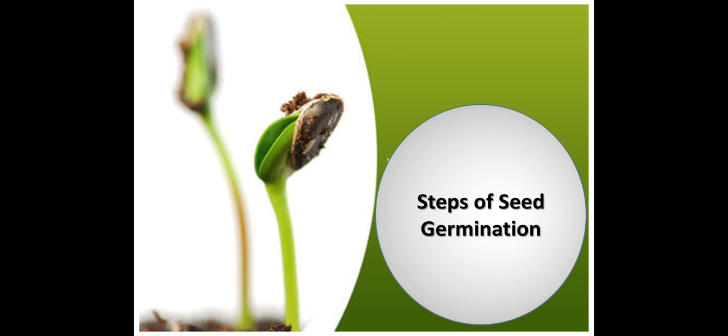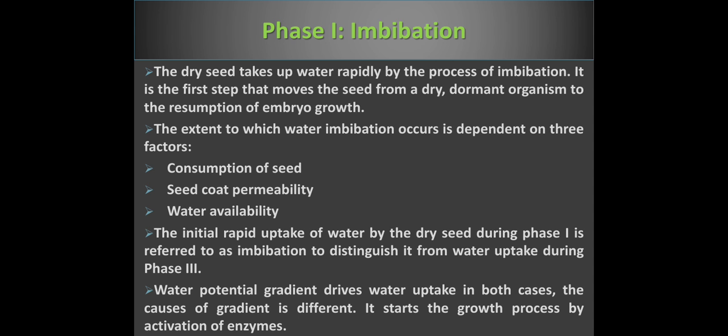Steps of seed germination. Phase 1, imbibition. The dry seed takes up water rapidly by the process of imbibition. It is the first step that moves the seed from a dry, dormant organism to the resumption of embryo growth. The extent to which water imbibition occurs depends on three factors: composition of the seed, seed coat permeability, and water availability. The initial rapid uptake of water by the dry seed during phase 1 is referred to as imbibition.